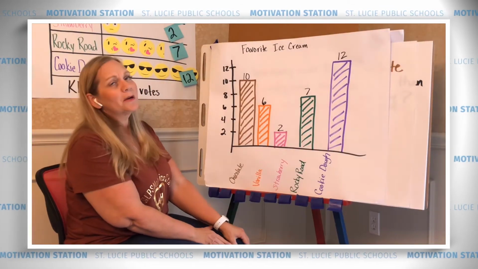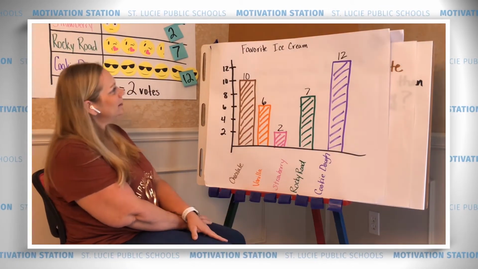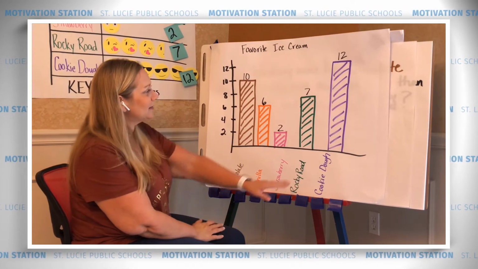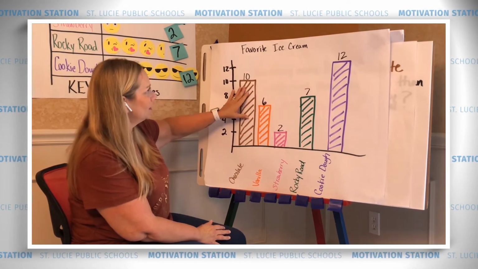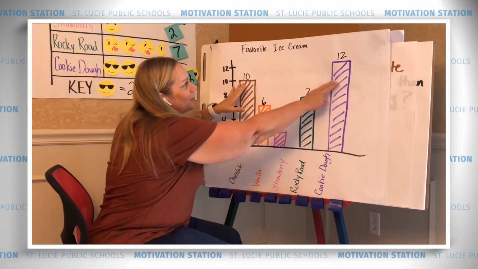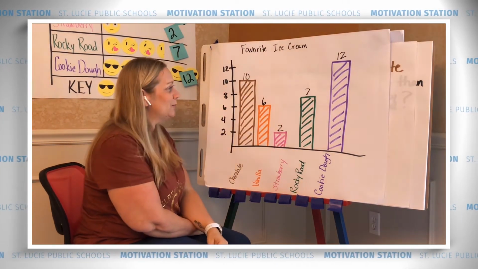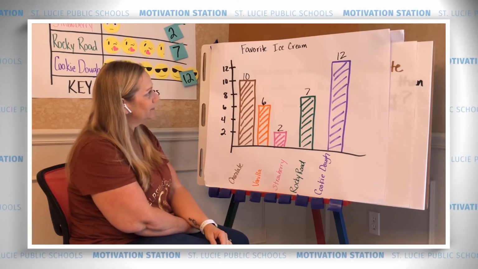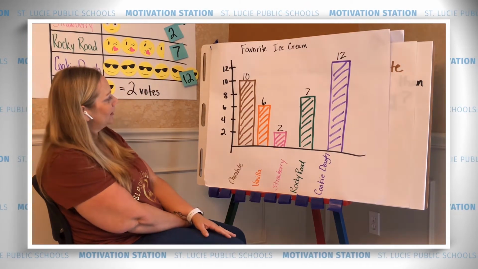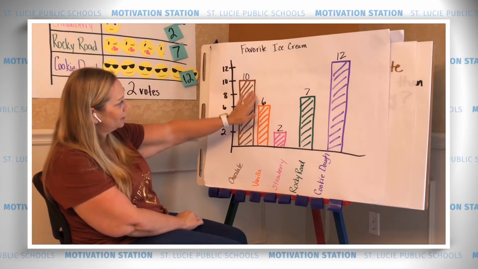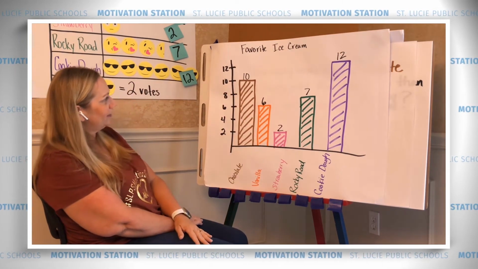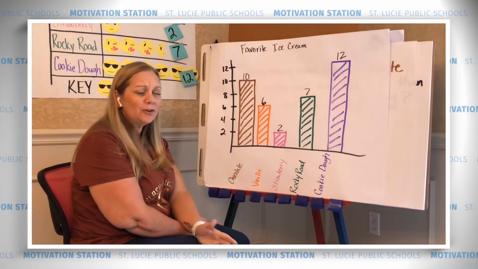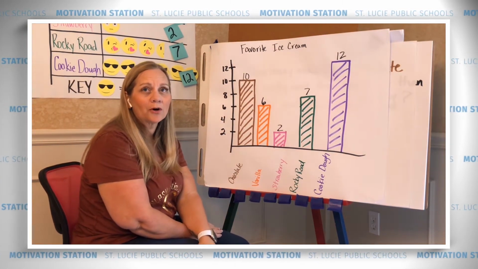So now that I've done my bar graph, I'm going to look at it and draw some conclusions. Well, I see that cookie dough and chocolate together, if I were to put those two together, they have 22 votes. That's over half the voters like those two. And then if I looked at it again, I could say, wow, if I look at chocolate and strawberry, 8 more people liked chocolate than liked strawberry. So you can draw lots of conclusions from your bar graph.